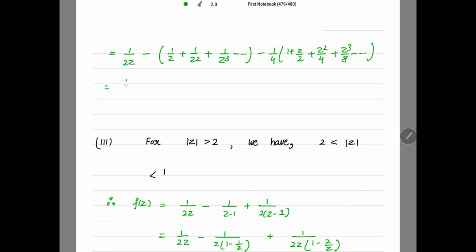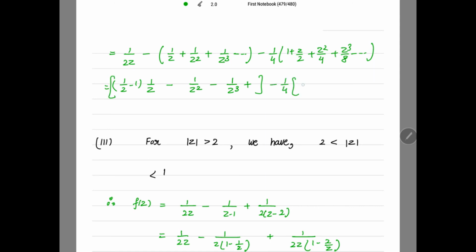Now collecting the coefficients. Okay, I have the coefficient for 1 by z one more from the second bracket. So 1 by 2 minus 1, 1 over z, minus 1 over z square. No more coefficient for 1 over z square. So next, minus 1 over z cube. No more expression further, so it is as it is.